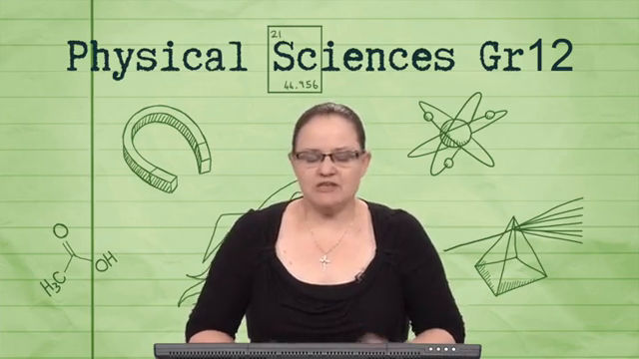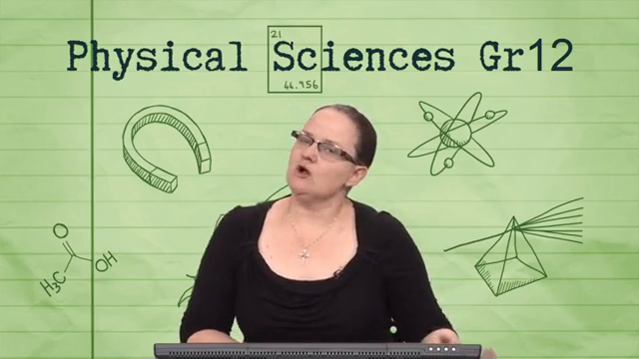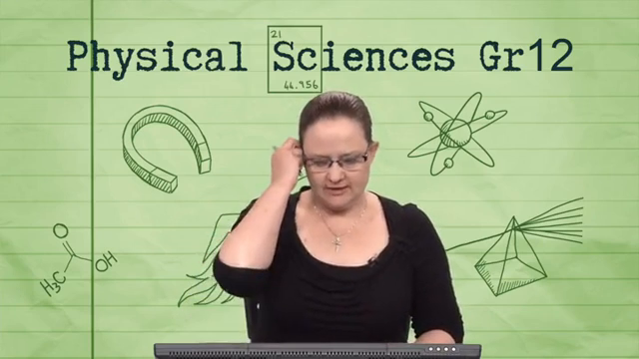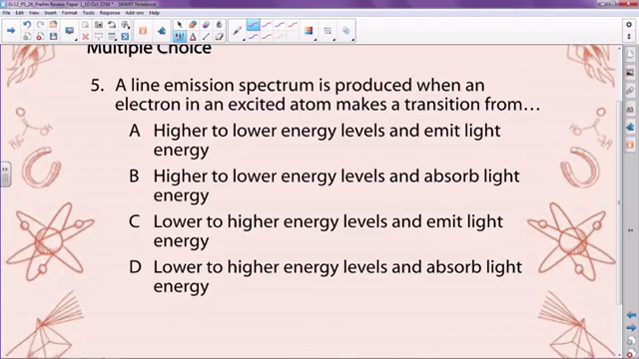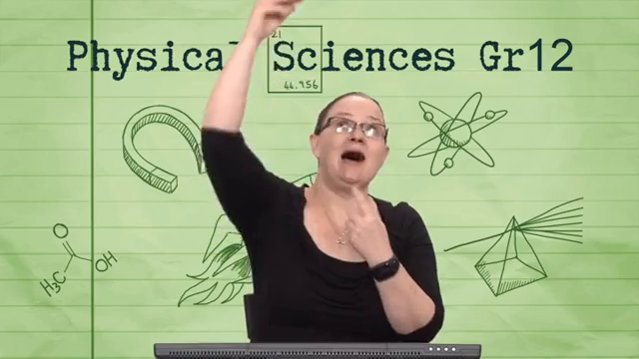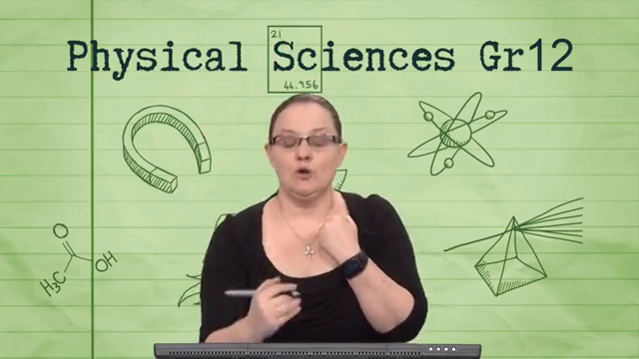Now, grade 12s, a question like this is one that you should answer before you look at the options. So they say to us, the line emission spectrum is produced when an electron in an excited atom makes a transition from... If you don't know your theory, looking at the options isn't going to help you. Now, remember, it's an emission spectrum, which means we need to emit light. That's the first thing. Second thing is the only way energy can be given off is if the electron jumps from a high energy level to a low energy level.